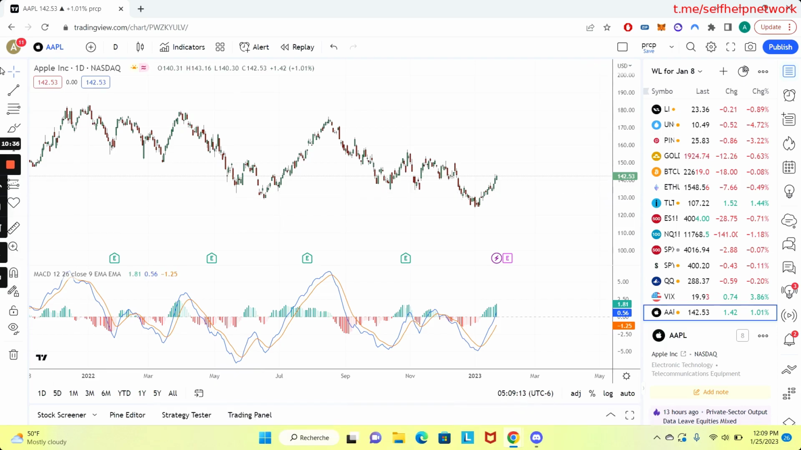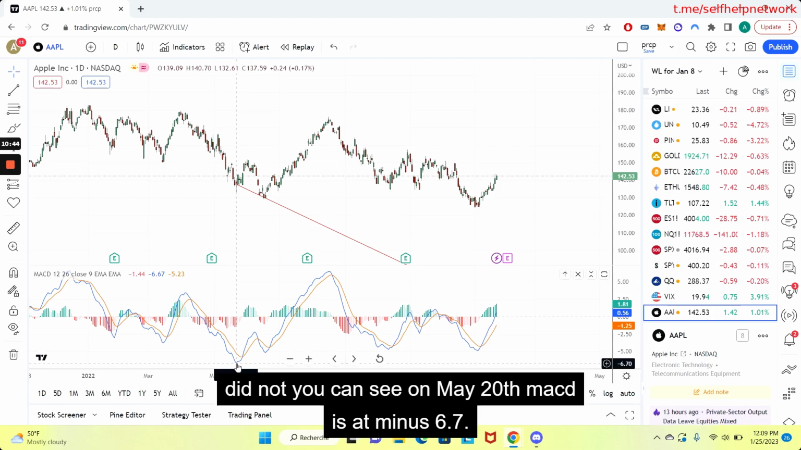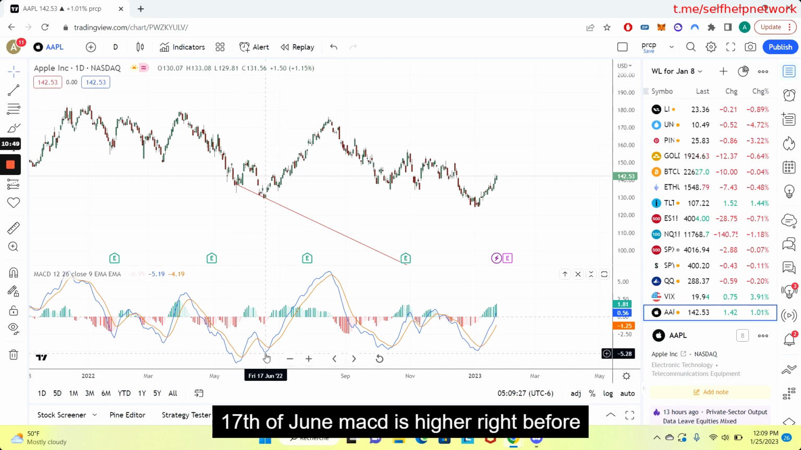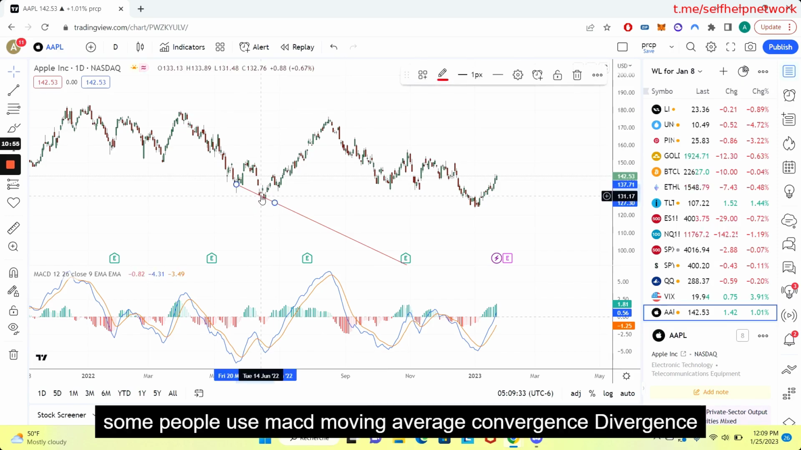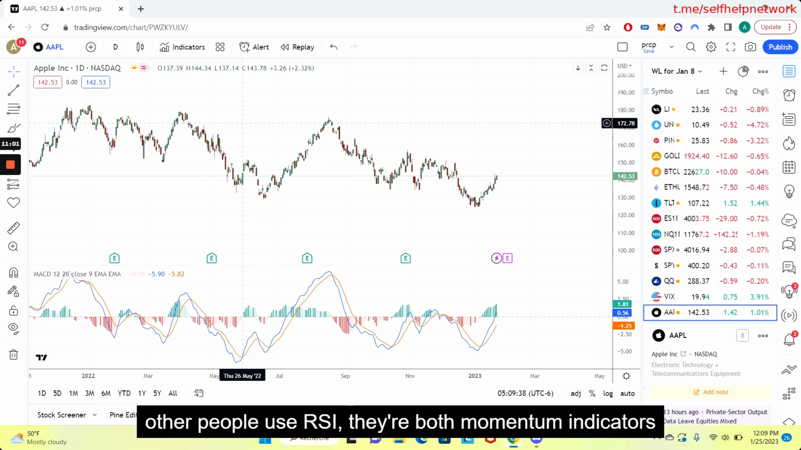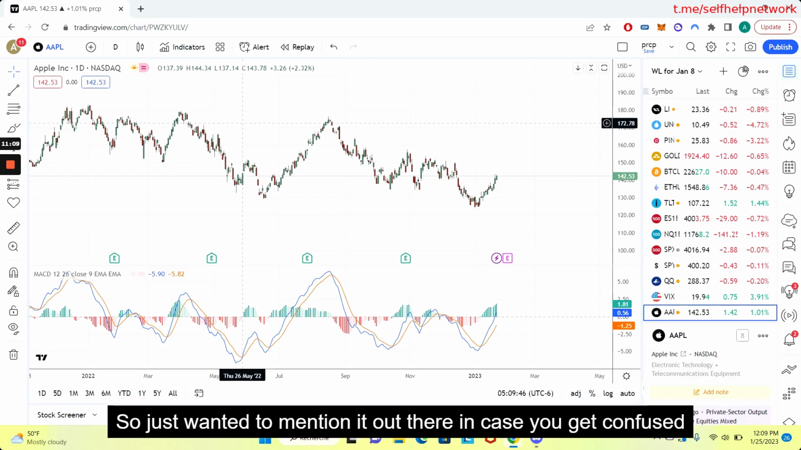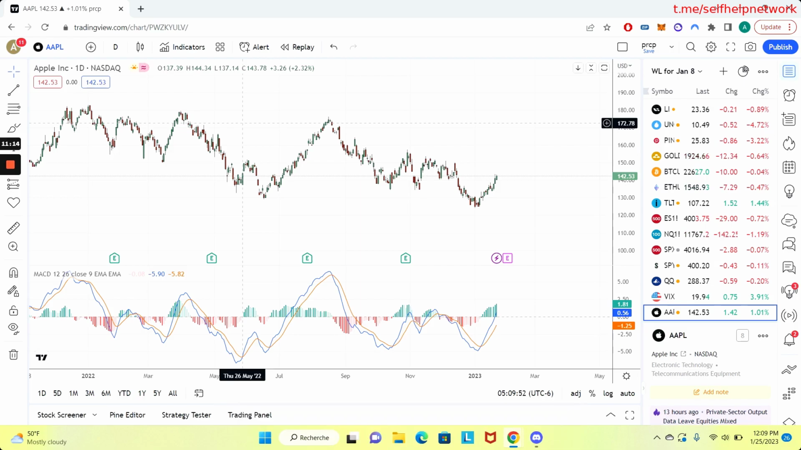You can see here where price went and made new lows, but MACD did not. You can see on May 20th, MACD is at minus 6.7, and on the 17th of June, MACD is higher, right before a reversal. So some people use MACD, Moving Average Convergence Divergence. Other people use RSI. They're both momentum indicators, and you can use either. They're used the same way. So I just wanted to mention it in case you get confused. If you want to use both RSI and MACD, I think that's just redundant.